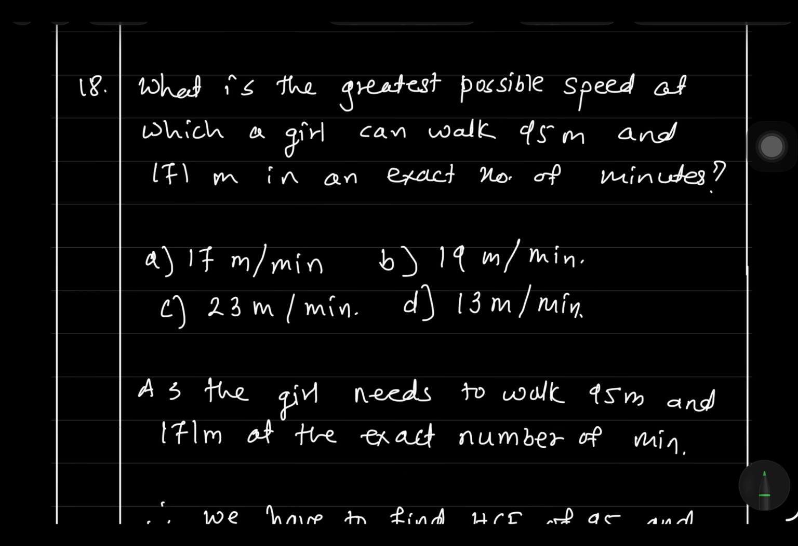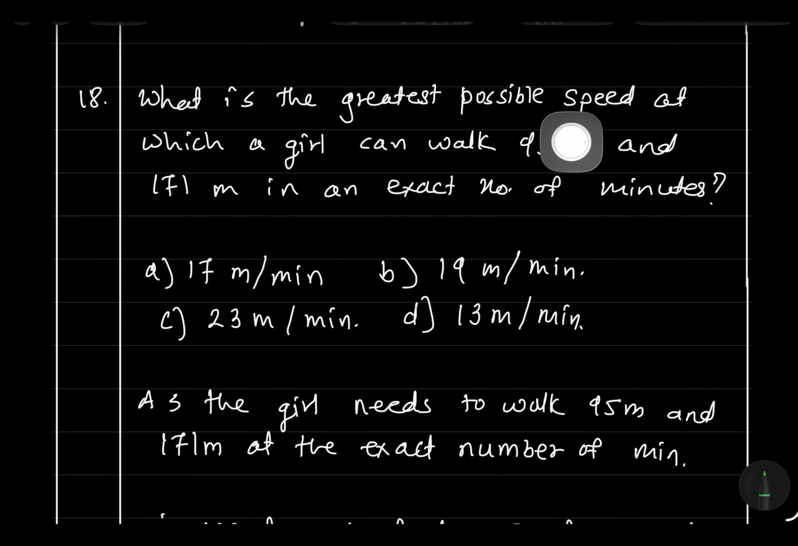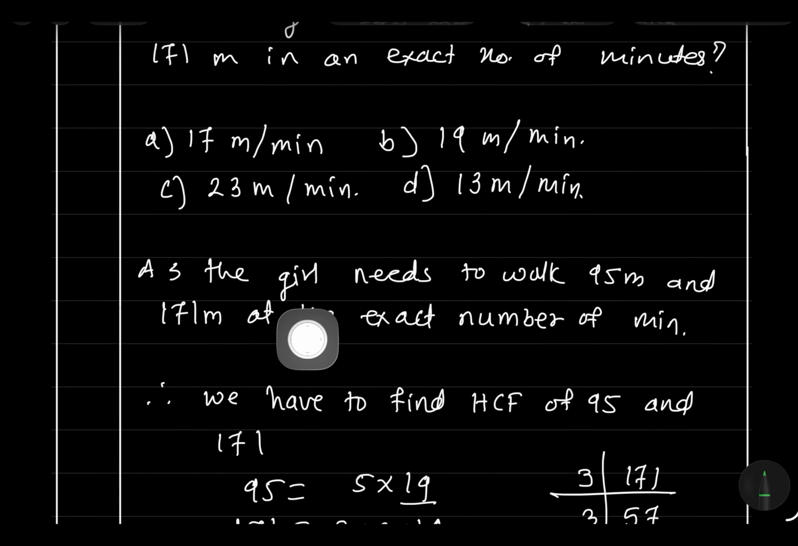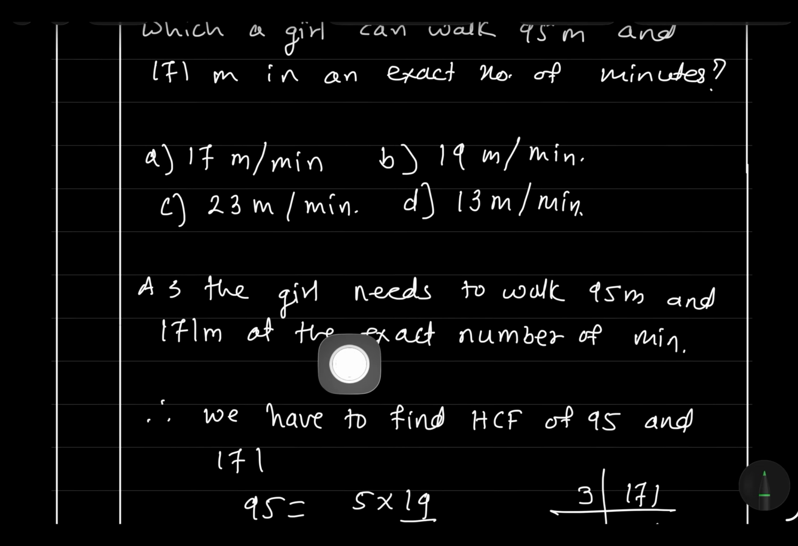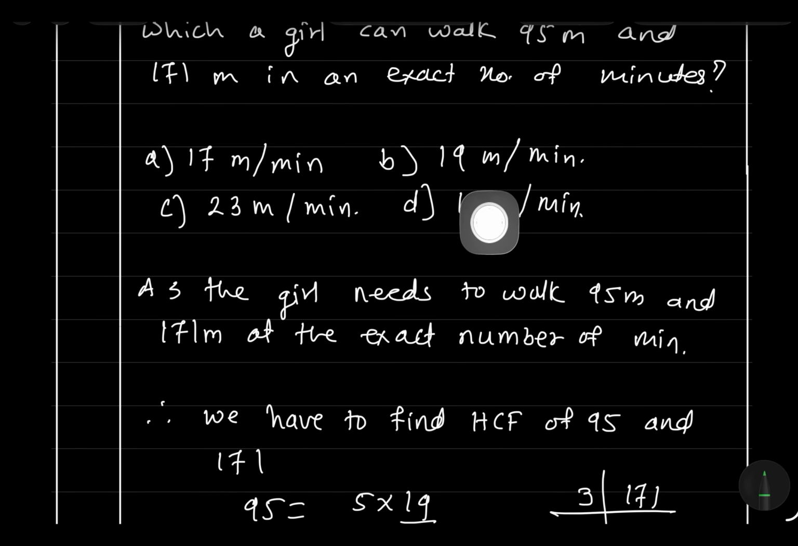Then 18. What is the greatest possible speed at which a girl can walk 95 meter and 171 meter in an exact number of minutes? See what is given: the greatest possible speed at which a girl can walk 95 meter and 171 meter in an exact number of minutes. Greatest possible speed means you have to find the HCF. The girl needs to walk 95 meter and 171 meter in an exact number of minutes, and these two numbers are given.